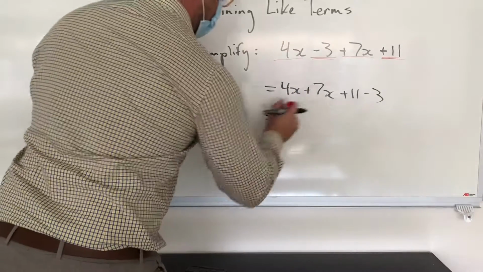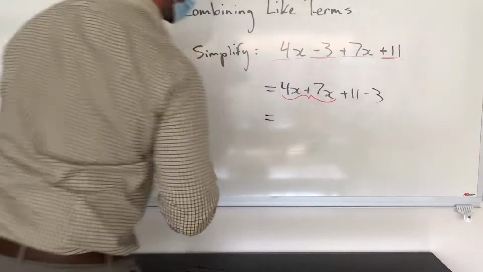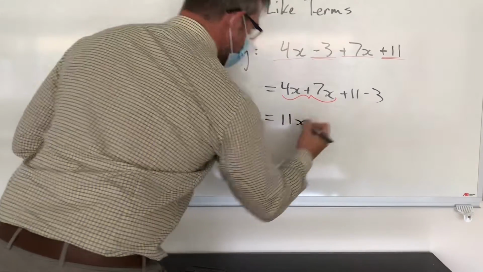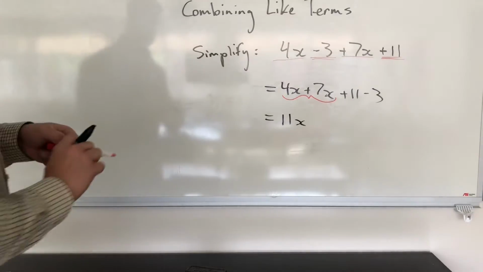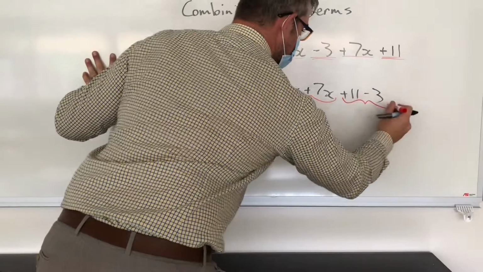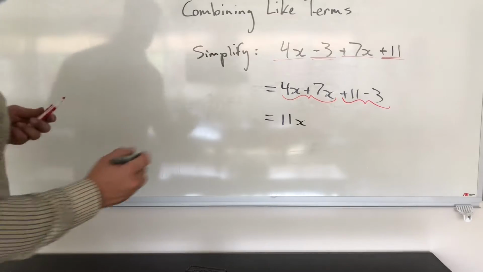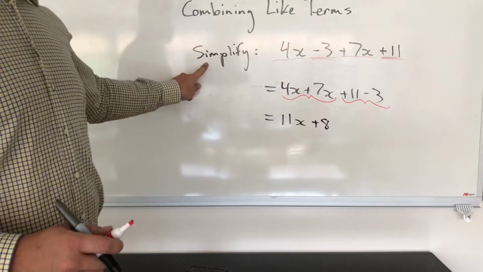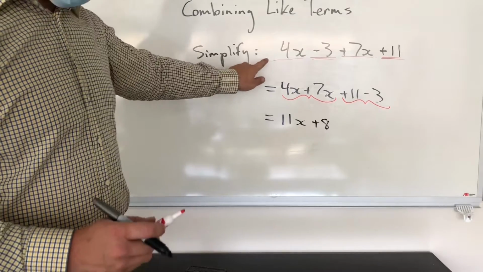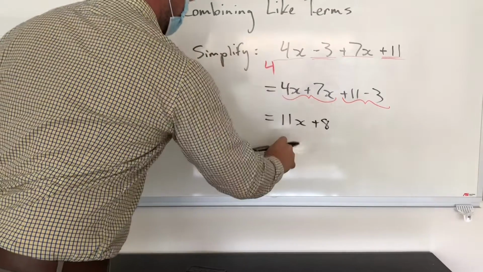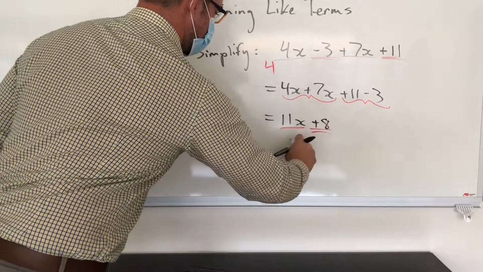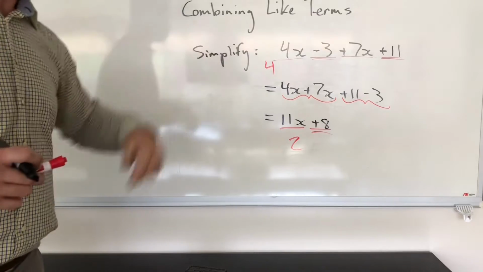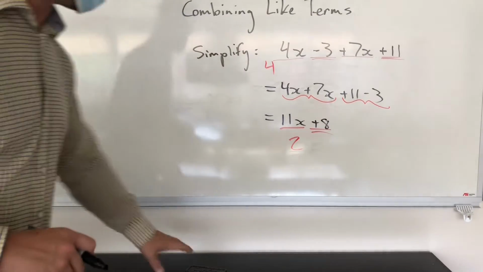So now I'll just combine them. It's basically two separate questions. What's 4x plus 7x? Well, that's 11x. And then, the next question, what's 11 minus 3? Well, that's 8. Now we can say that we've simplified this because we went from 4 terms down to 2 terms. And you'll notice that we have combined our like terms, that is, the terms that have the same variable components.